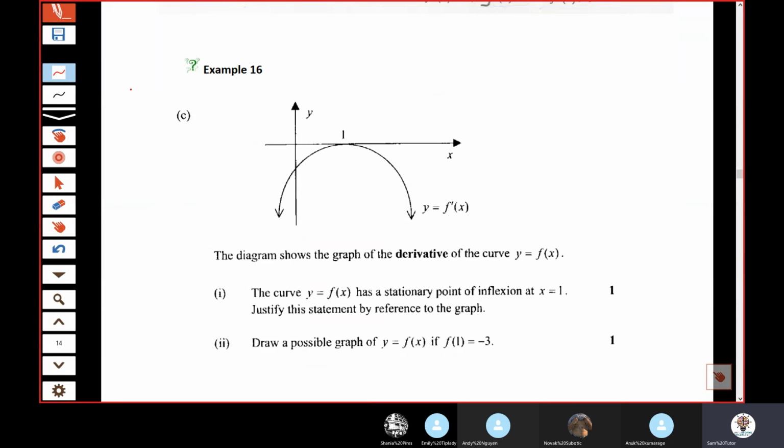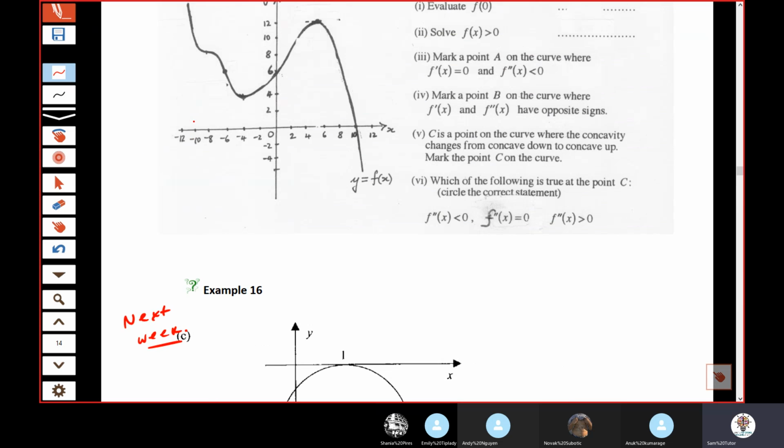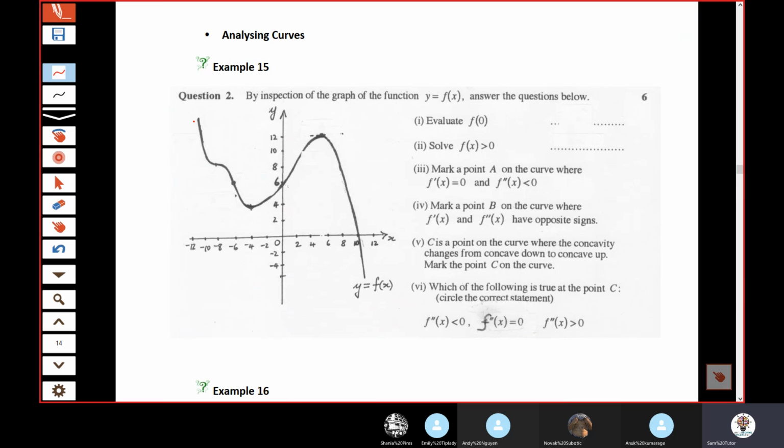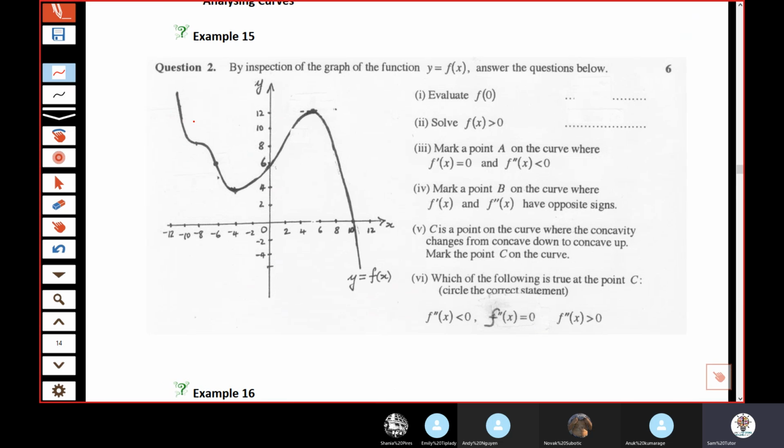This one's next week, I know that. Next week, which again, I've got to talk about. But example 15. Have a read of it. How are we going for time? Yeah, perfect. On time.